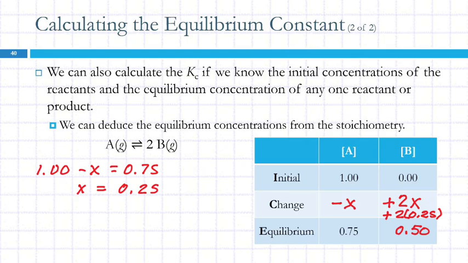We're going to be using tables like this for 3 different chapters. We refer to these as ICE tables, ICE. Initial, change, equilibrium.